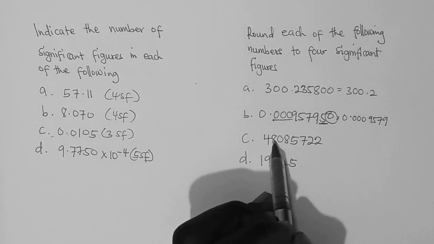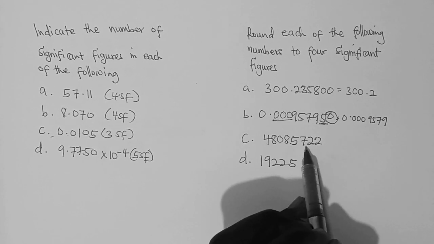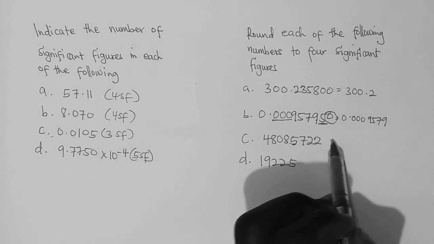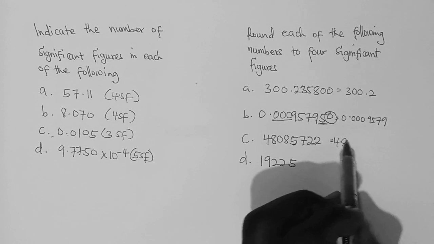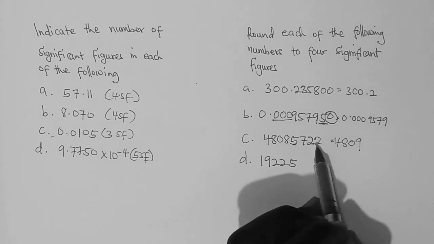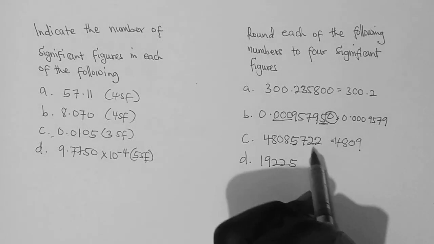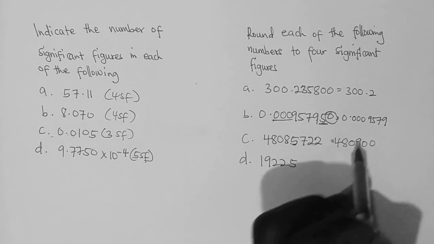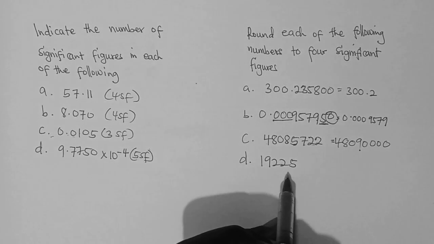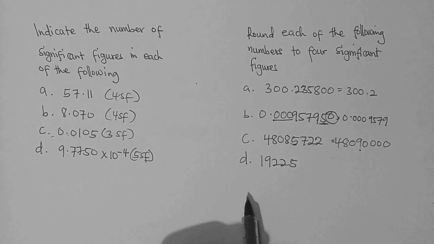So here is 1, 2, 3, 4. You see there's a 5 here, but after the 5 there are 3 non-zero numbers, and therefore we need to consider the 5 in this case. So this will become equal to 4809. However, the numbers here are also significant, but we need to round it. So we need to add 4 zeros to it, so that we don't lose the value of the number. So this is 4 significant figures. However, the number is still intact.